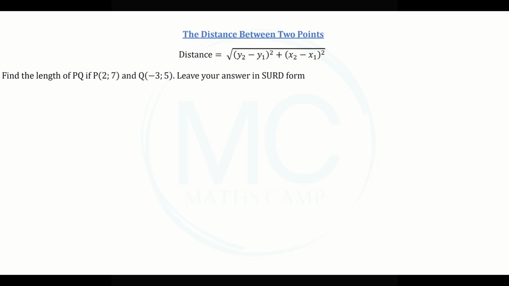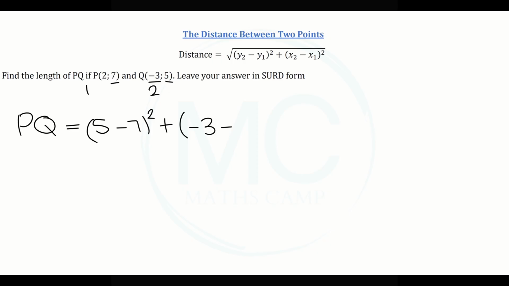Let's find the length of PQ. Let's say that P is our first point and Q is our second. So now we can say the length of PQ is equal to the y-coordinate of Q, which is 5, minus the y-coordinate of P, which is 7, close the brackets, squared, plus the x-coordinate of Q is -3. Let's open a new bracket. You see -3 minus the x-coordinate of P, which is 2. Close the bracket, squared, all under a square root.